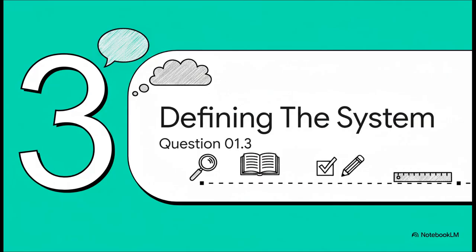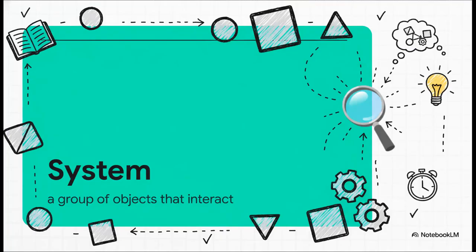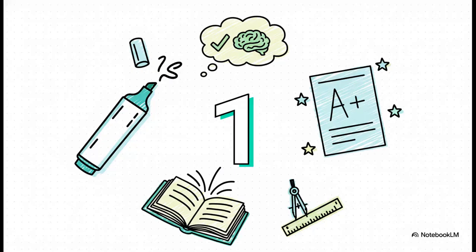Next up, another quick 1-marker, but this time it's a straight-up definition. Now, if you want the mark for defining a system, you have to use this exact phrase straight from the mark scheme, a group of objects that interact, not things that work together or something similar. It has to be this. See? 1 mark, and it all comes down to one very specific sentence. You've got to learn those definitions word for word.